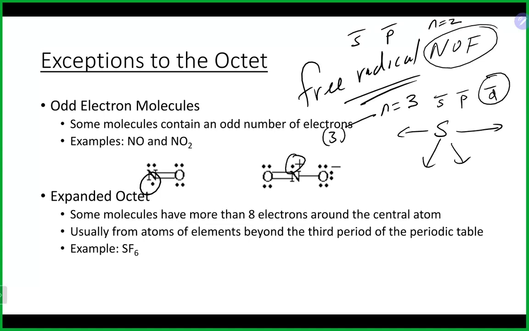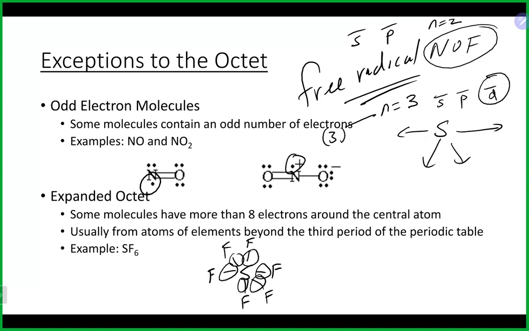So SF6, for example, is an example of that. I'll just quickly sketch. I won't put all the dots on the fluorines, but they all have dots to make them 8. And like so, sulfur has 2, 4, 6, 8, 10, 12 electrons around it. We will not draw anything that is an expanded octet. Yeah, but it can be drawn.